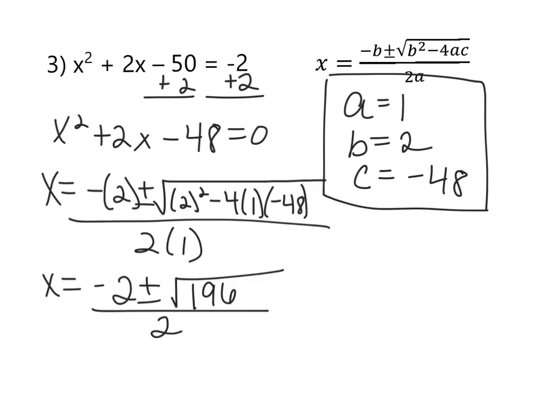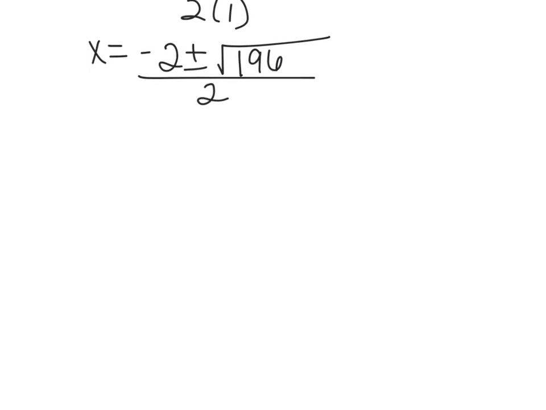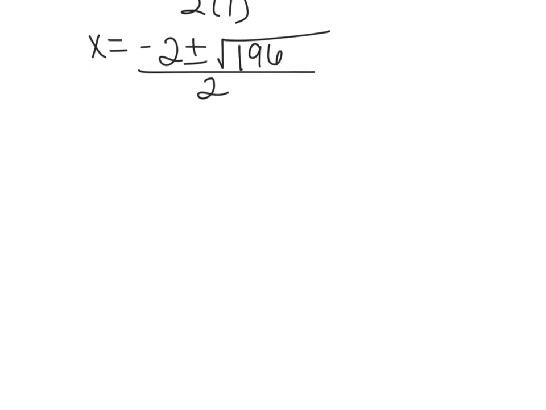Now, I'm noticing something very special about 196. If you look at your list of perfect squares, 196 is a perfect square, so we don't need to find what goes into it evenly. What we need to do is just simplify it. So I'm going to take the square root of 196. x equals negative 2 plus or minus, well, the square root of 196 is 14. You can use your calculator if you need to, divided by 2.